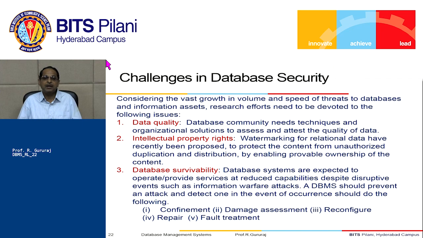What should we do? Confinement. When the attack occurs, we should confine the effect of the attack to as minimal a portion of the database as possible. Then immediately you assess the damage that has taken place. Then immediately you reconfigure your system and repair it so that services can be made available to the end users, and the system should also provide fault treatment. If you find that some fault has occurred, repair it, and then fault treatment should take place, and then the system should be made available for the users.